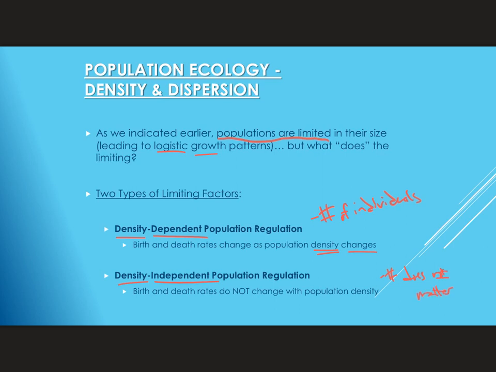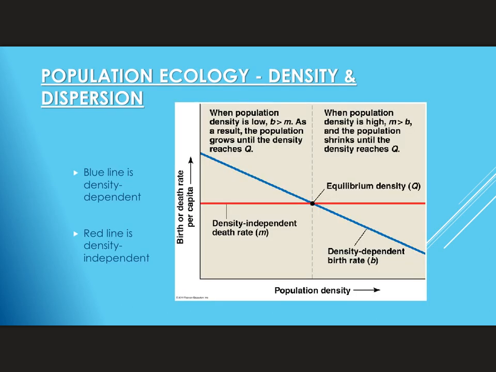So let's take a look at what this can mean. Honestly, I wouldn't worry about this graph much. The only thing I was trying to show you here is the red line is density independent, meaning that it makes no difference what the birth and death rate are or what the population density is. You're just going to get the same consistent birth and death when it's a density independent situation. So let's look at why.